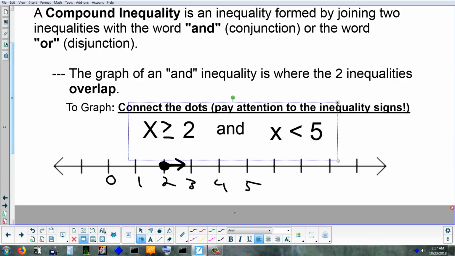What kind of circle would I put on 5? Joe, what kind of circle would we put on 5? An open circle. An open circle. And which way would you shade there? You shade to the left. You'd shade to the left. Right. So if I shade to the left, the black arrow is going to be shading right. The red arrow is shading left. What we're kind of looking for is where they would overlap. All right?